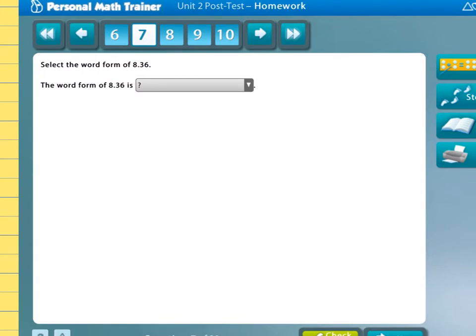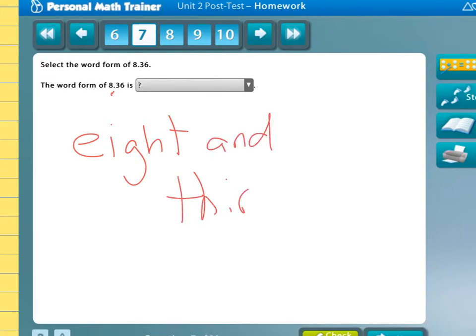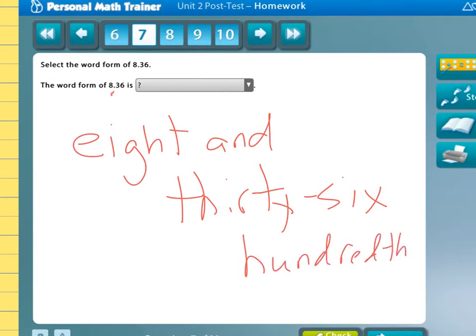Asking us to write the word form for this problem, 8.36. So you simply just write the number 8, and the decimal point is and, 8 and 36, and put a hyphen there, 8 and 36/100ths, because those are in the hundredths place. 8 and 36/100ths, and and is the decimal point.